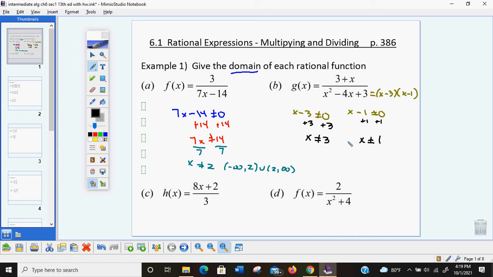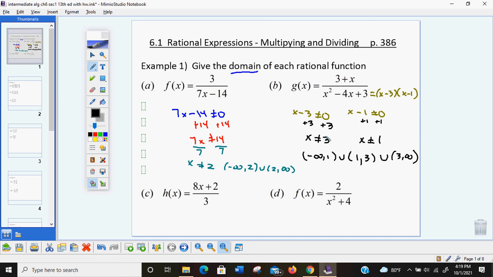Now, when we go to write this one in interval notation, think about a number line. 1 comes before 3. So we would write negative infinity to 1 union 1 to 3 union 3 to infinity. And that's what interval notation would look like.